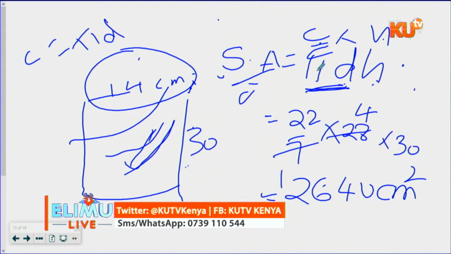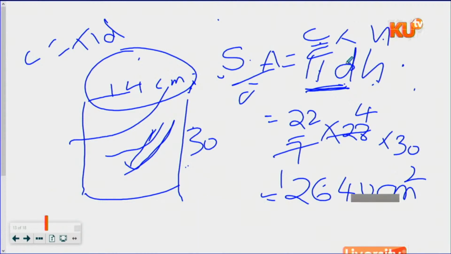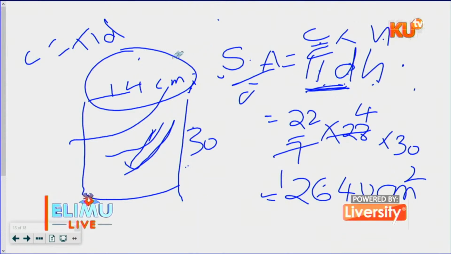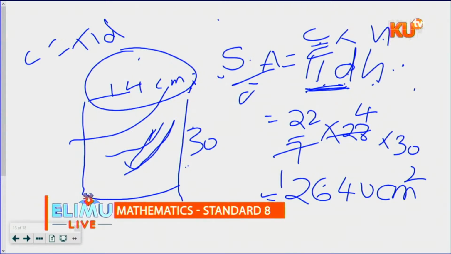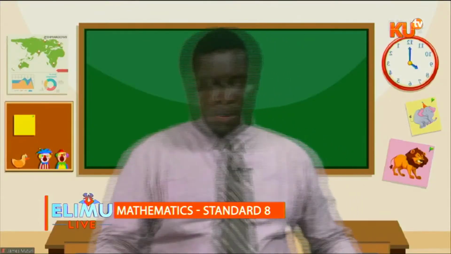Circumference is given as pi d. Circumference is simply this distance going around this shape on top. So it will be pi d h, 22/7 times 28 times 30, and that one will give us, we use simplification by cancellation, we get 7 into 28, 4. Then that one will lead us to multiplication, we get 2,640.